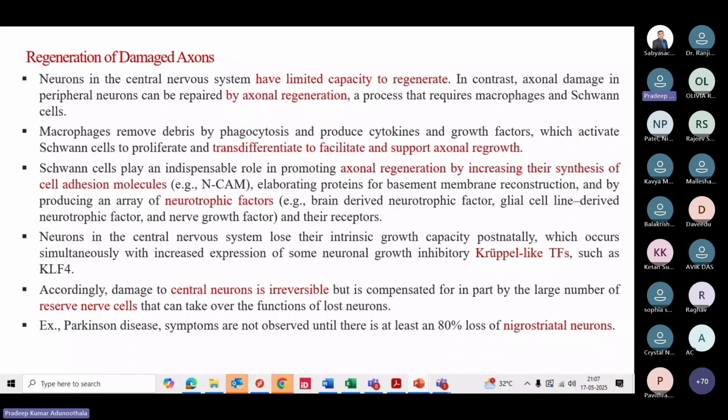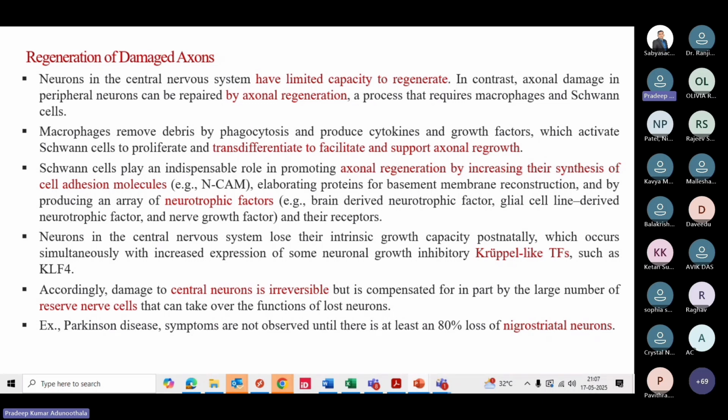Generally, neurons in the CNS have very limited capacity to regenerate, but axonal damage in the peripheral neurons can be repaired by axonal regeneration, which is a process that requires macrophages and Schwann cells. In this phase, macrophages remove debris by phagocytosis and produce cytokines and also growth factors. Those cytokines and growth factors activate the Schwann cells, which proliferate and transdifferentiate to facilitate and support the axonal growth.